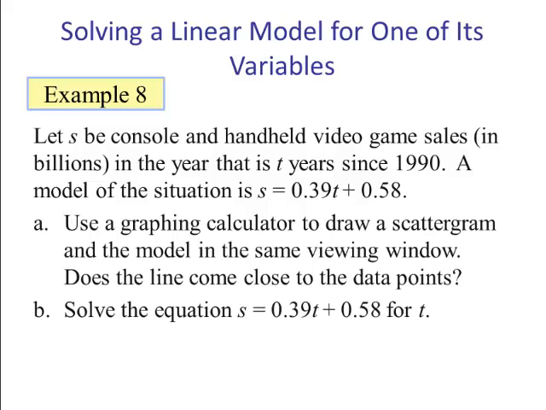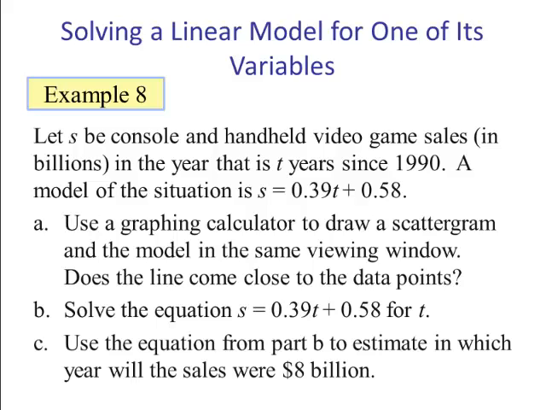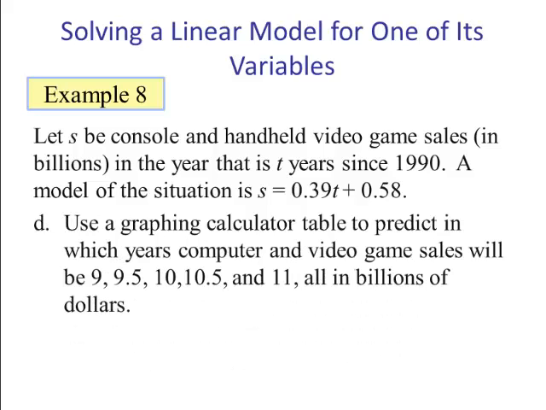B, we're going to solve this equation in terms of t. C, using the equation from part B, we're going to estimate in which year the sales were 8 billion. And D, we're going to use the table feature of the graphing calculator to predict in which years computer and video game sales would be 9, 9.5, 10, 10.5, and $11 billion. Let's begin with A. So we go to our graphing calculator.